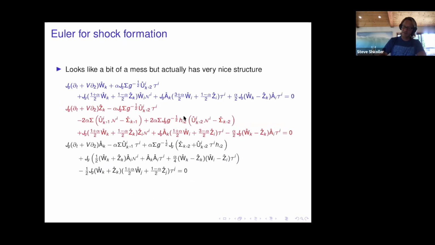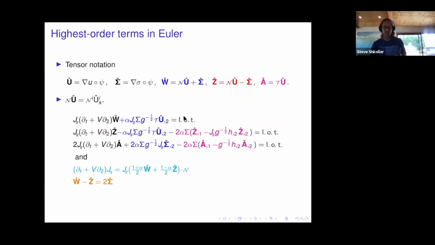Okay, but still it looks kind of ugly. So we just write the highest order terms, and we're going to use tensor notation so we can get rid of subscripts. So where you see this bold W math ring, bold Z math ring, bold A math ring, that's what it means. So this is just contraction. So again, this is a vector, vector, vector. And when I write LOT, that stands for lower order terms. These are terms that have no derivatives on them at all.